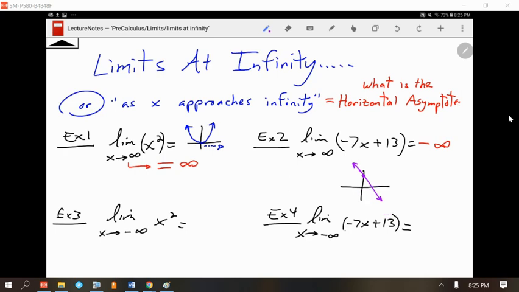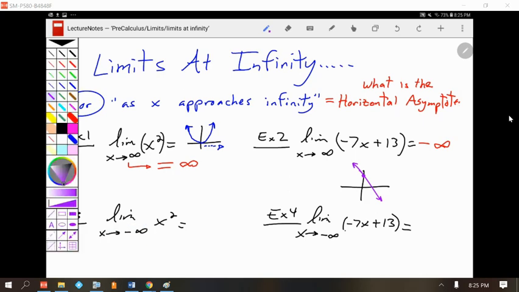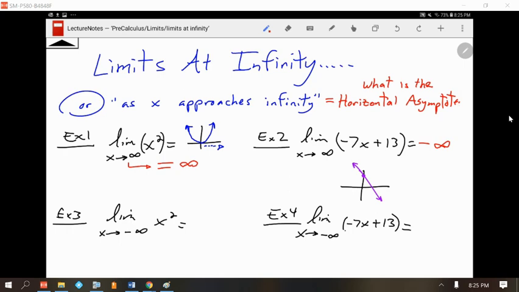So you'll notice in examples 3 and 4, I've shifted gears all of a sudden, and instead negative infinity is my limit value. So the title of this section is Limits at Infinity, or the limit as x approaches infinity. But you can sometimes also be asked, what's the limit as x approaches negative infinity? You can make x smaller and smaller and smaller, right?